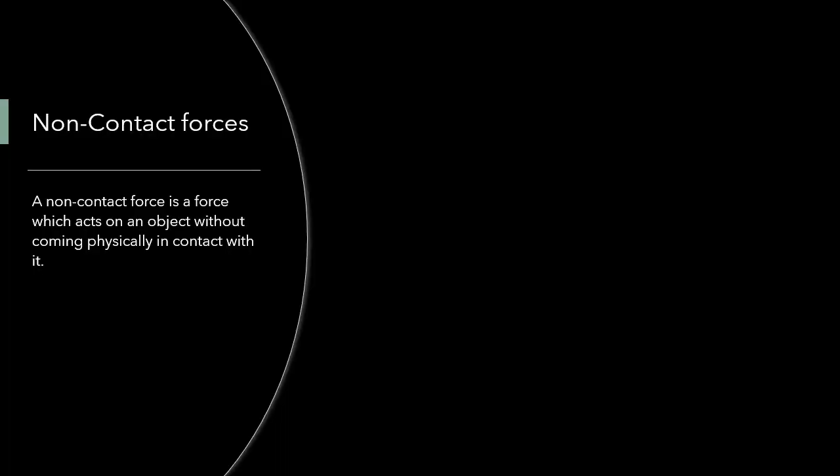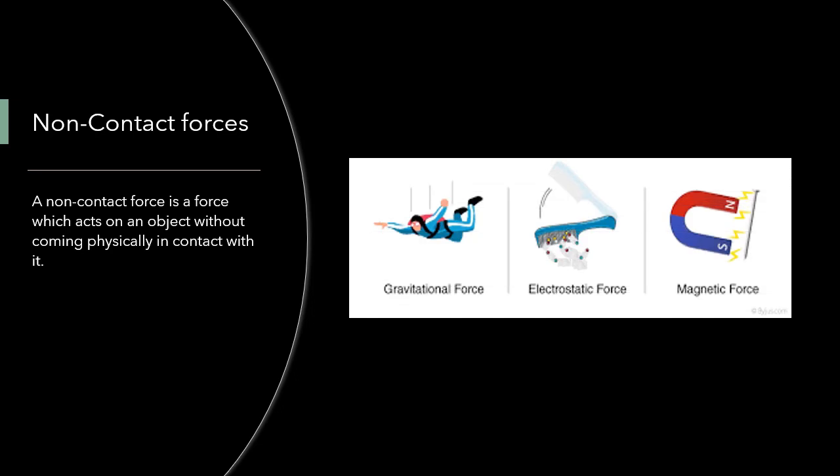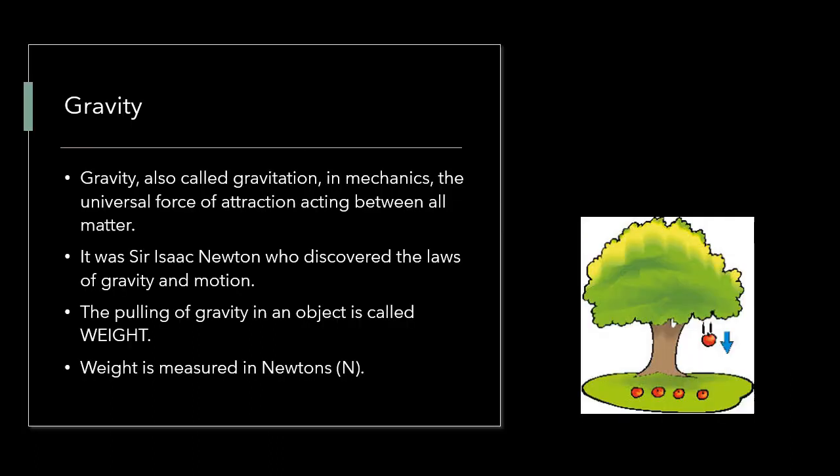Now we come to the second type of force. These are non-contact forces. A non-contact force is a force which acts on an object without coming physically in contact with it. The famous examples are gravitational force, electrostatic force, and also magnetic force. Let's talk about these forces one by one.